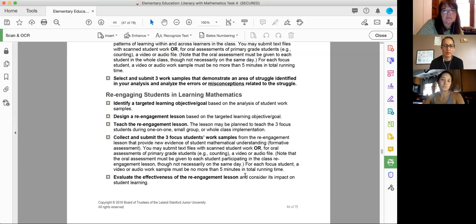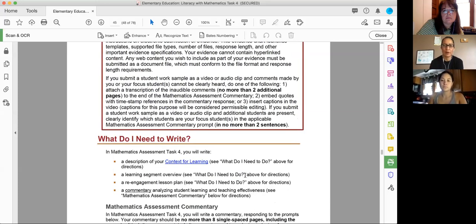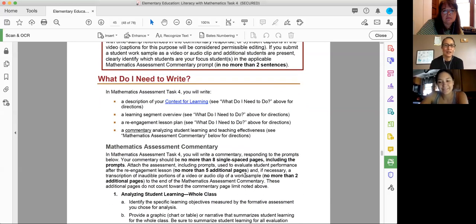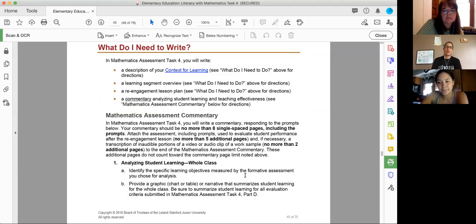Okay, let's see. What do I need to write? This is the fun part, the commentary. Okay, so the most important things you're writing about here, of course, your context for learning. And then you're providing the learning segment overview that we've done in my class before. And there's also a copy at the end. And then you have your re-engagement lesson. And then you have your commentary.